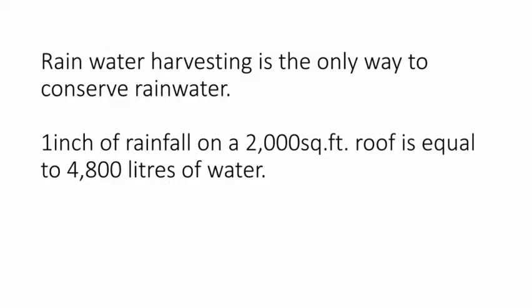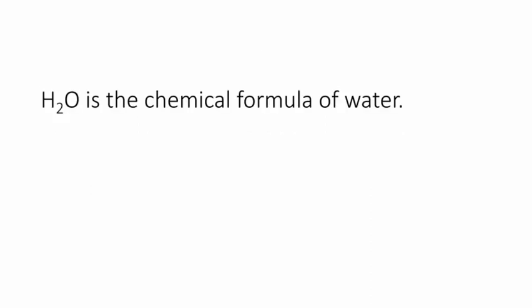Rainwater harvesting is the only way to conserve rainwater. So now there are more buildings, there is less empty ground, so water has to be stored through rainwater harvesting. 1 inch of rainfall on a 2000 square feet roof is equal to 4800 liters of water. H2O is the chemical formula of water. So water can be called H2O.